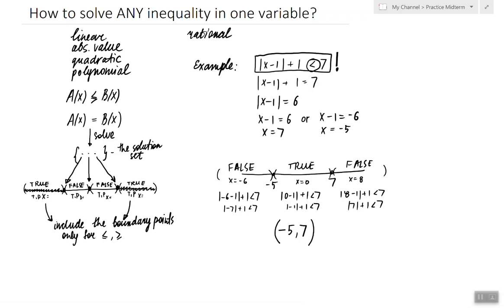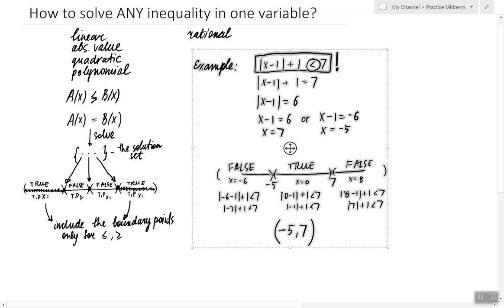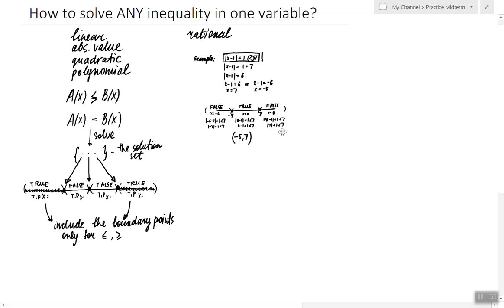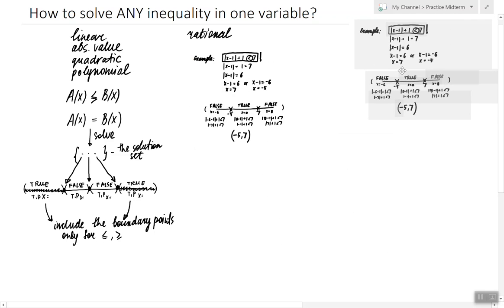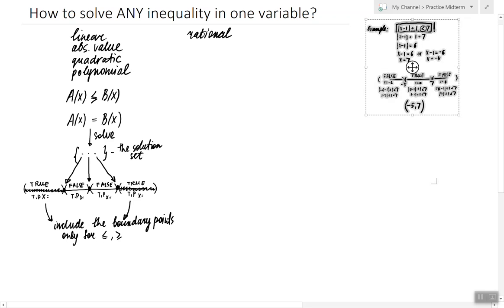So this is how this method works for, for example, absolute value inequalities. Let me show you how it works for polynomials. So let's take a simple polynomial inequality, something like this.